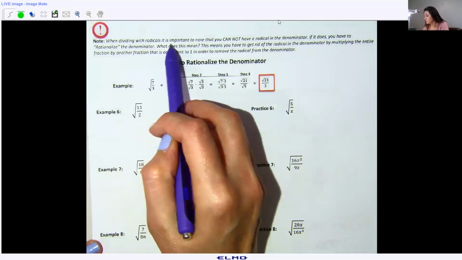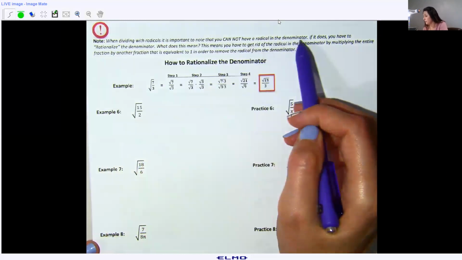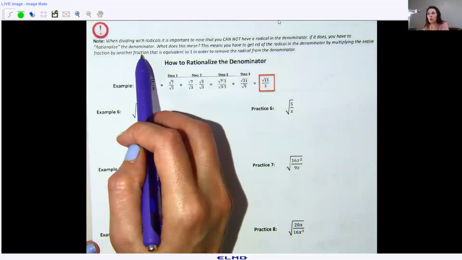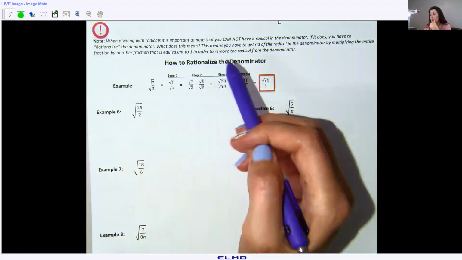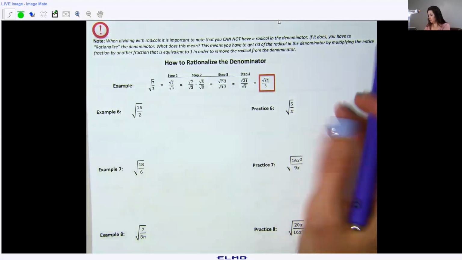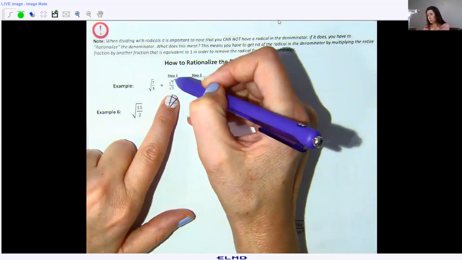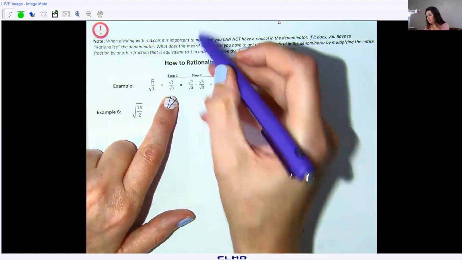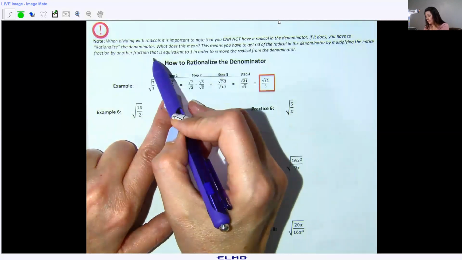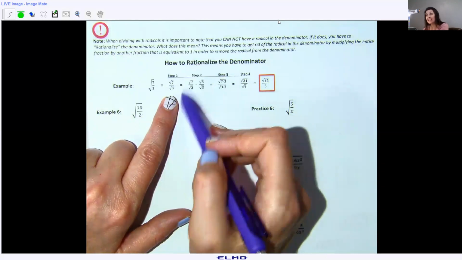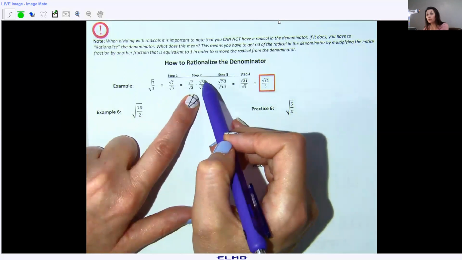When dividing with radicals, it is important to note that you cannot have a radical in the denominator. If it does, you have to rationalize the denominator. That's what this whole step is called, okay? Basically, what does this mean? It means that you have to get rid of the radical in the denominator by multiplying the entire fraction. So, for example, here, we have square root of 7 over square root of 3. You're going to have to multiply this entire thing by another fraction that is equivalent to 1. So like 3 over 3, 2 over 2. In this case, the square root of 3 over the square root of 3.